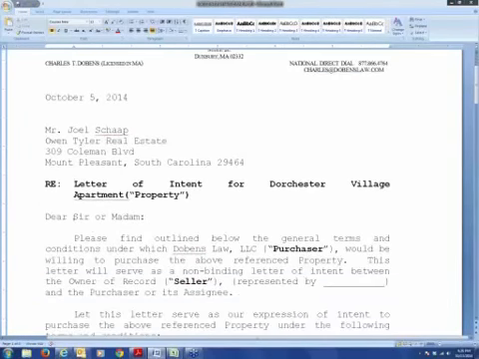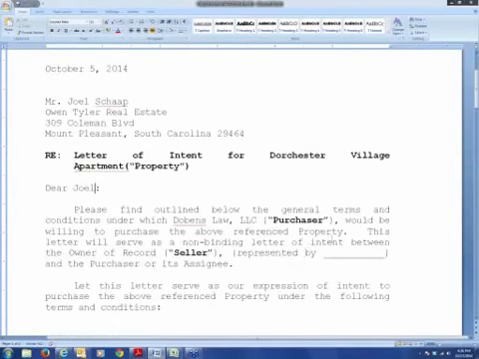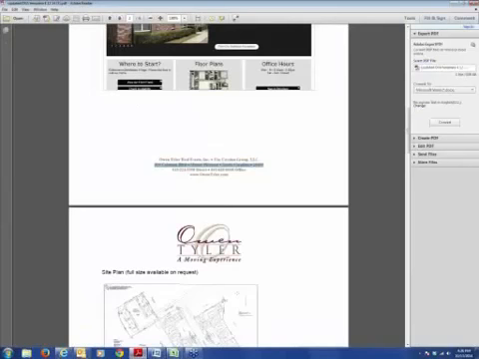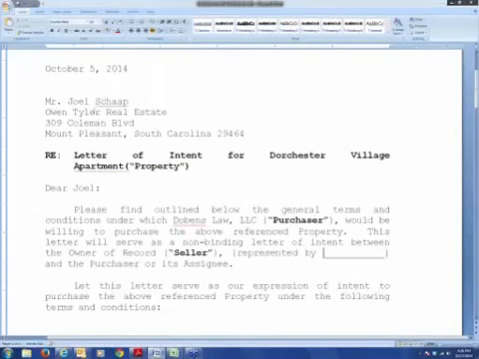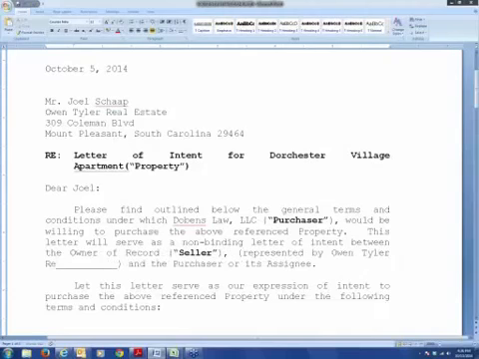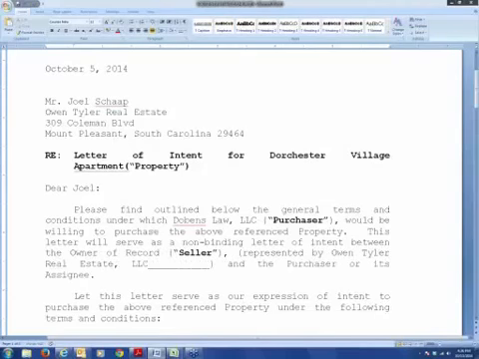All right, dear Joel, I'm going to call him Joel because I've had a conversation with him on the phone. Please outline how Dobbins Law would be willing to purchase the above reference. This letter will serve as a non-binding letter of intent between the owner of record, seller, represented by Owen Tyler Real Estate. Is that the name of the place? If it's wrong, you guys are all yelling at me right now. Owen Tyler Real Estate. No, I got it right. I'll be represented by Owen Tyler Real Estate LLC.